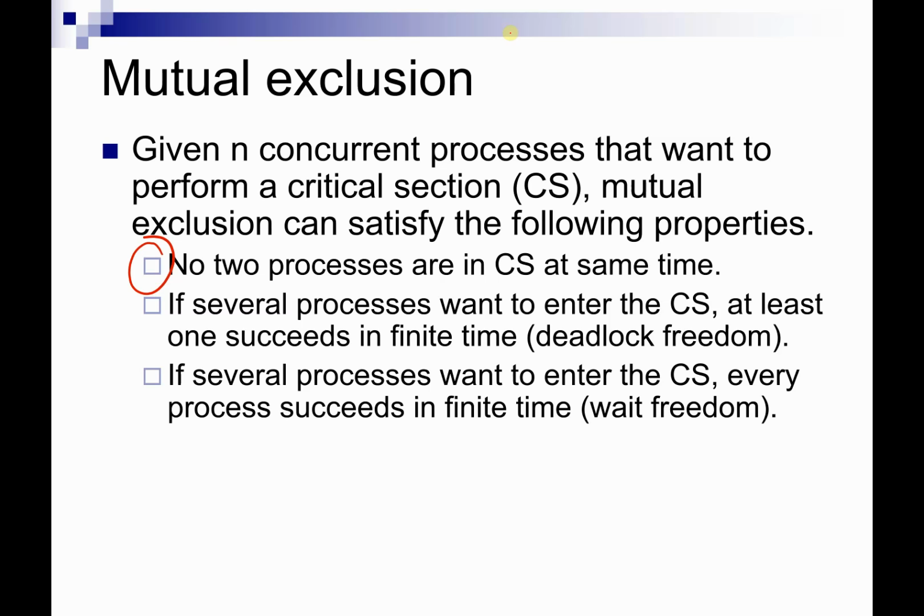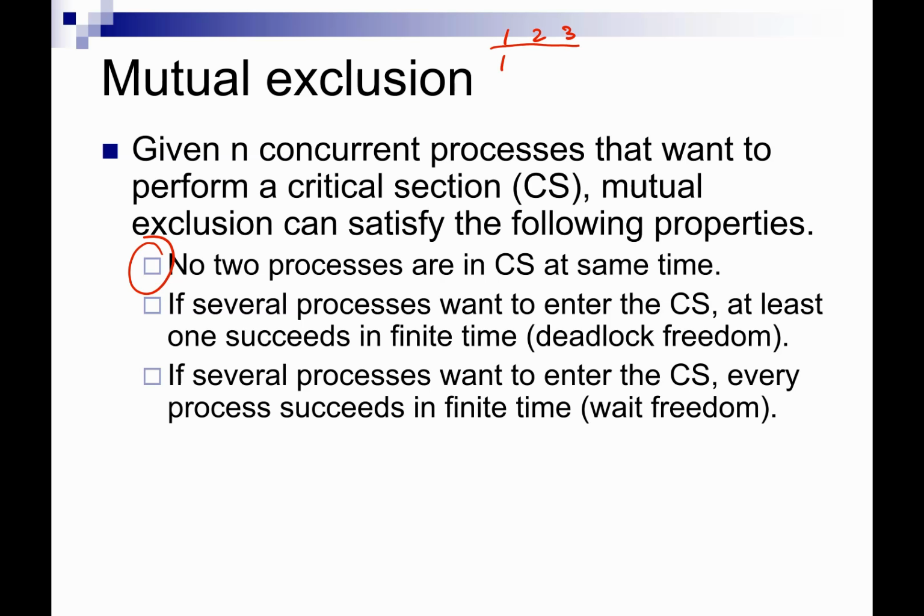Suppose you have, let's say, 3 processes: 1, 2, 3. Now, if you just satisfy deadlock freedom, let's say all 3 processes want to enter the critical section. Then maybe the first time process 1 enters the critical section. He's going to do his stuff and then exit the critical section. But then maybe afterwards, process 1 wants to enter the critical section again.